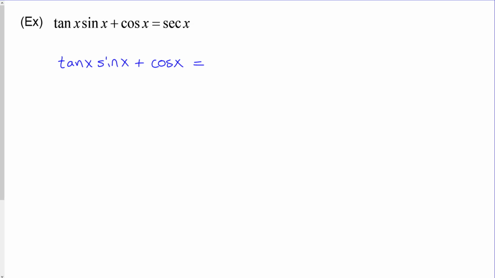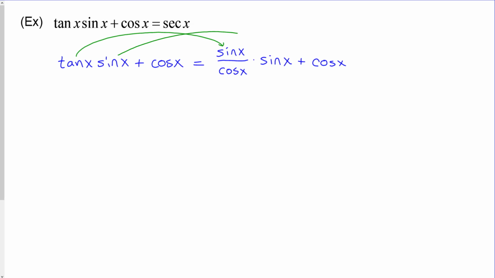I'm not really sure exactly where to begin, but I do know that I can write tangent in terms of sine and cosine. Let's see what happens if we do that. Tangent of x is sine x over cosine x, and that's still multiplied by sine x, plus my cosine x. So all I've done is change tangent into sine over cosine. I still have this sine x and this plus cosine x, so I haven't really changed much except for the tangent.